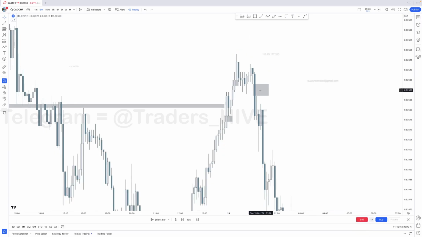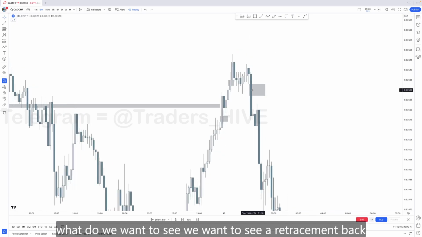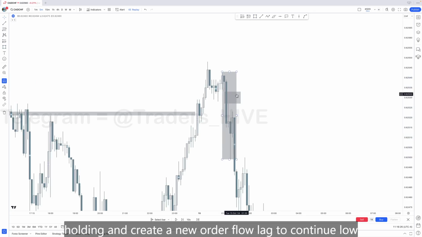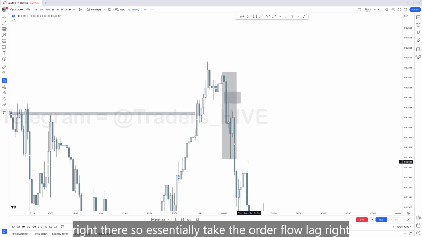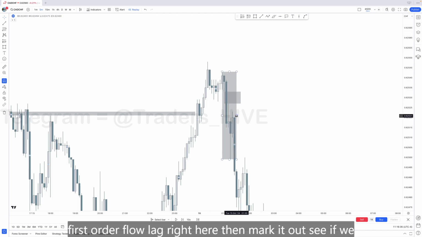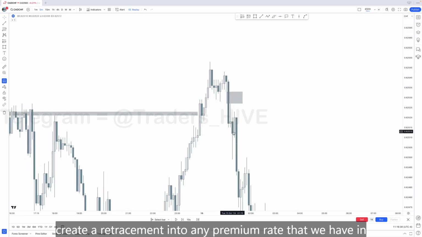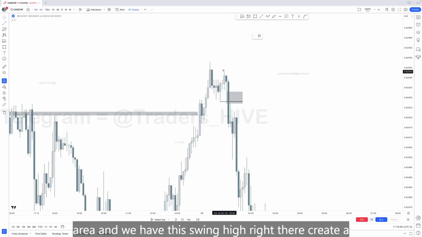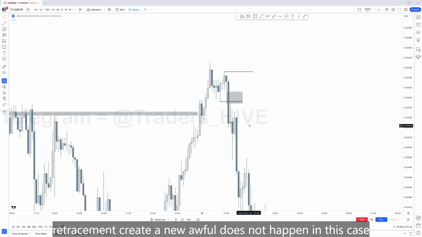Okay, so here, what do we want to see? We want to see a retracement back into this ST order flow leg, ideally, to see a premium array holding and create a new order flow leg to continue lower right there. So essentially, take the order flow leg right there that we created from the sharp turn. So essentially the first order flow leg right here. Then mark it out, see if we create a retracement into any premium array that we have in that leg. So we have a fair value gap, we have this fair value area, and we have this swing high right there. Create a retracement, create a new order flow leg.